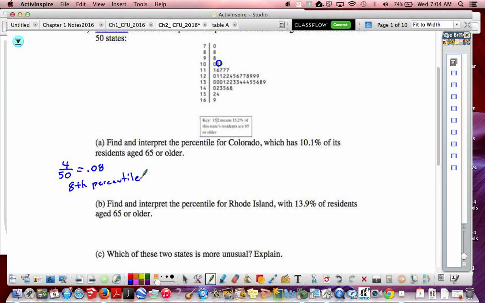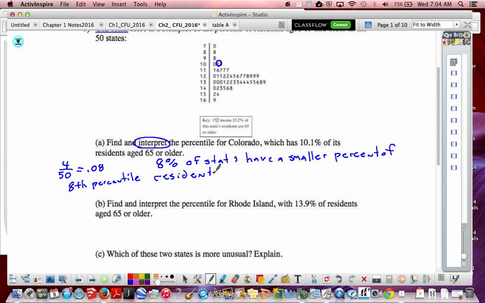Now it does ask you to not only find it, but interpret it. And this is, to me, the more important piece. It tells you that you understand what percentile means. So what we can say is something to the extent that 8% of states have a smaller percent of residents age 65 or older than Colorado.